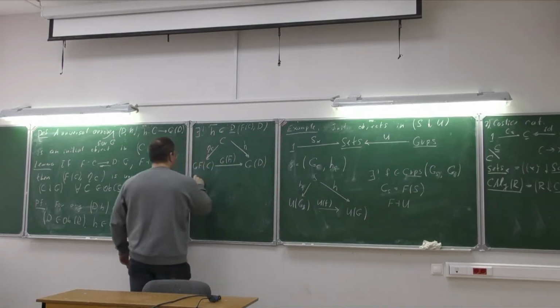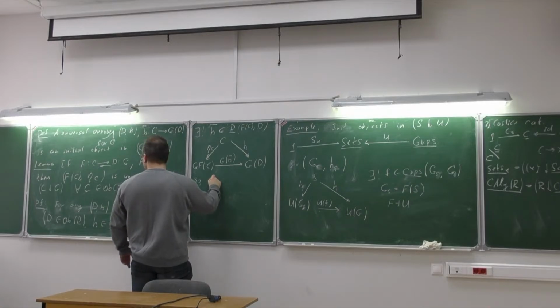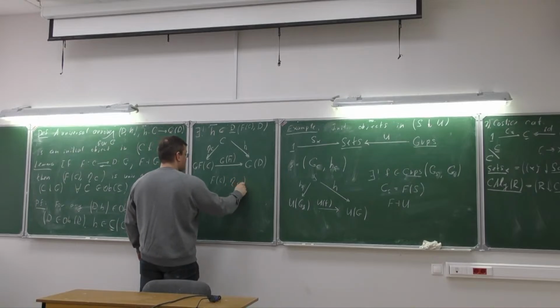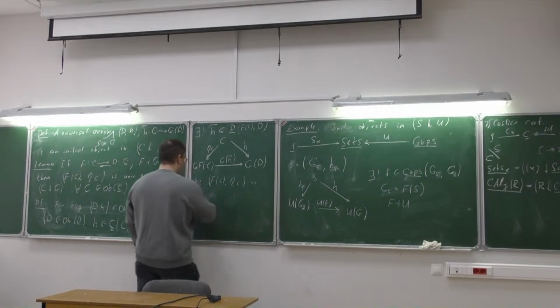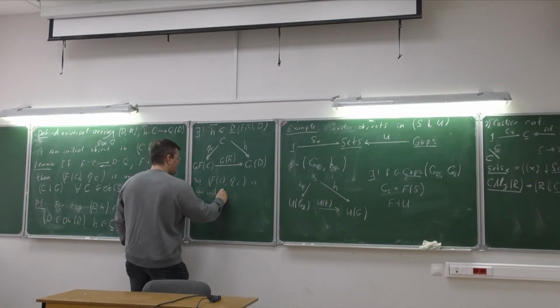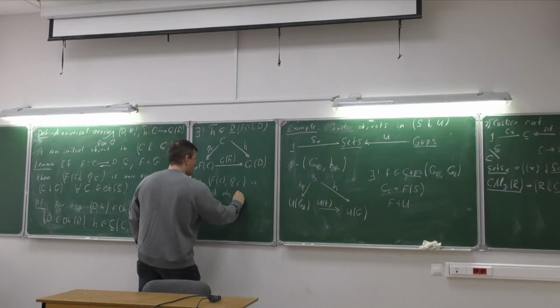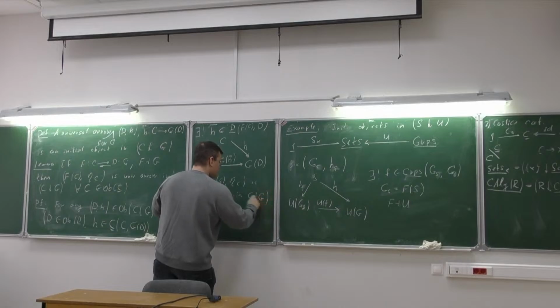So F, just give me a second to finish the sentence. So it is an initial object in the comma category C arrow G. And that's the end of the proof.